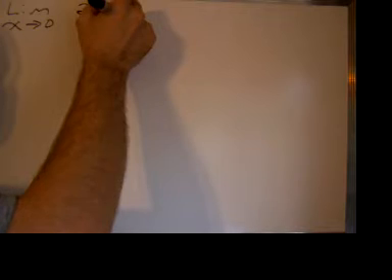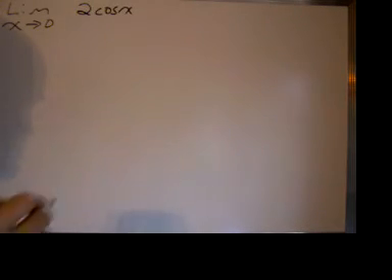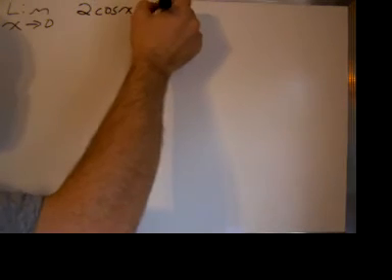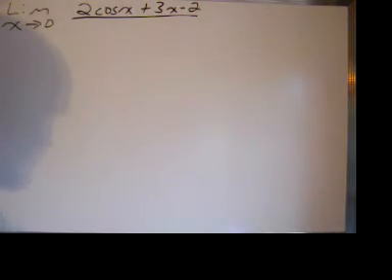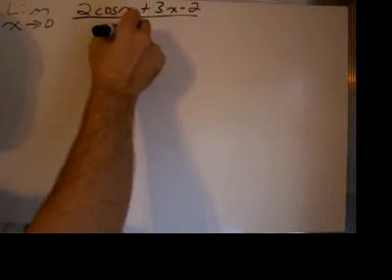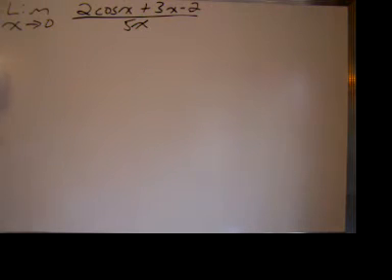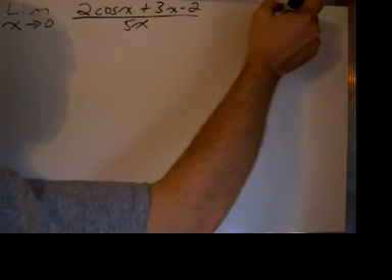Morning. Today we're going to evaluate a limit. So the limit as x approaches 0 of 2 cosine x plus 3x minus 2 divided by 5x. So we're going to look at the form.